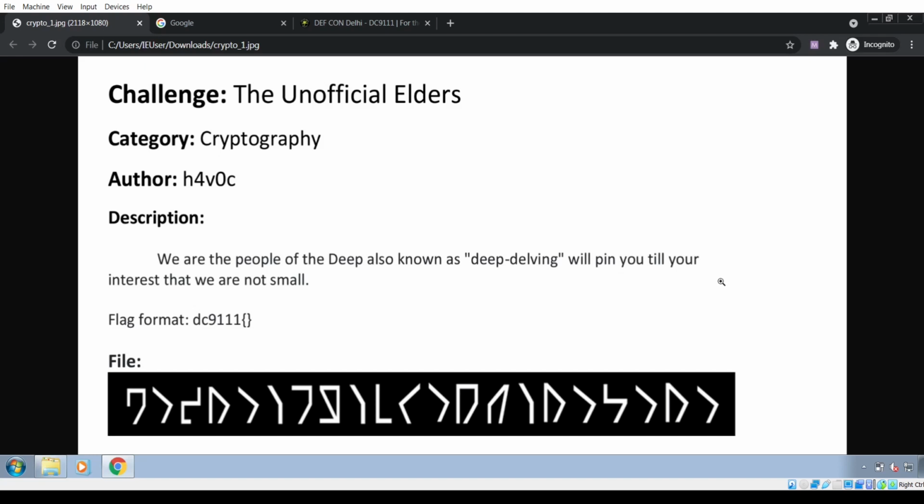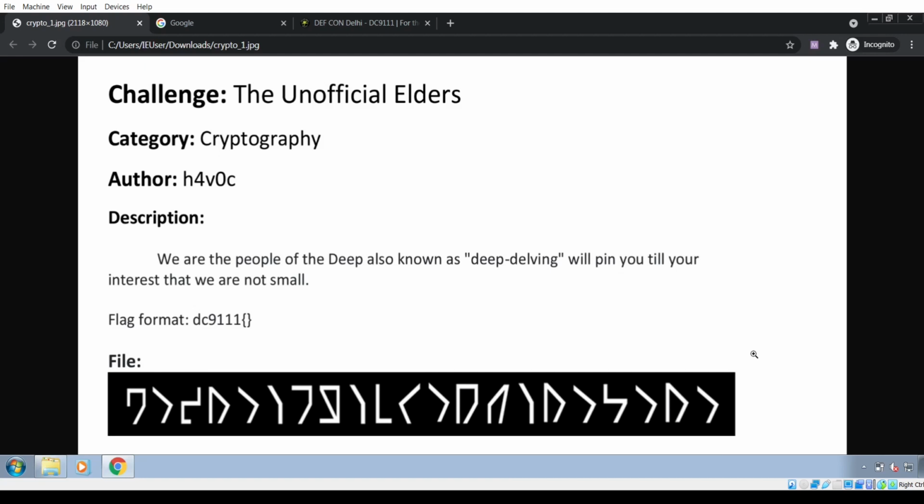If you play CTFs, then you know that there is a certain flag format which you should apply on every flag. As you can see, the flag format is DC9111 with two curly brackets, and the main part is here. The main part is this file, which actually has some cryptography inserted in it, some mysterious kind of script, and we cannot understand it.